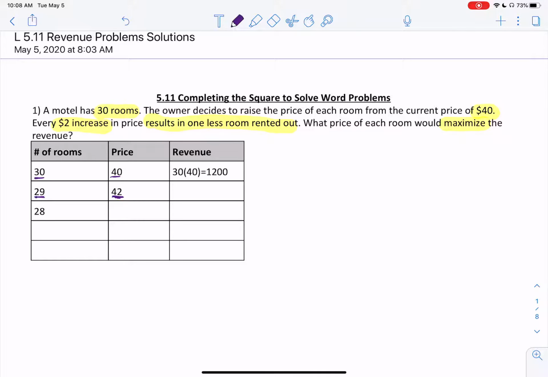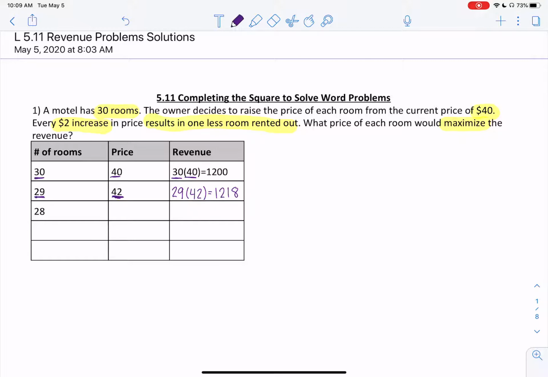Now we can find our revenue. So what revenue is, is how much money have I made? So aside from costs I've already spent and all that, we're just thinking of how much money do I have right now sitting in the cash register. So in the first one, they had 30 rooms at $40 a room, so they made $1,200 total. Now, for the next one, I only can rent out 29 rooms, but I get $42 per room. So this time I'm getting $1,218. So, although I'm renting out less rooms, I am actually making more money because I'm charging more per room.